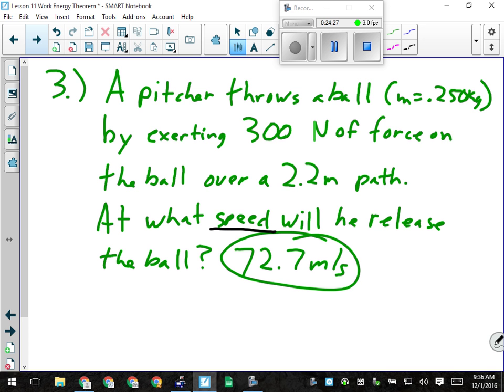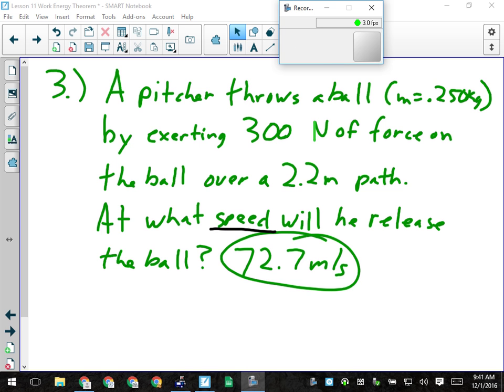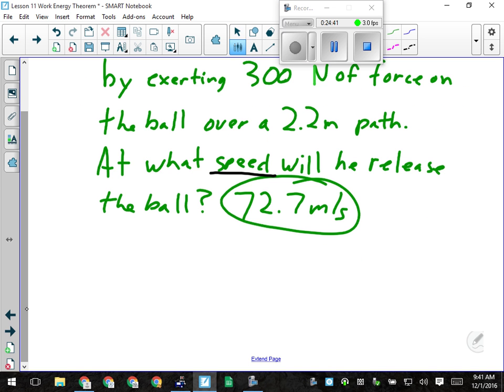Try this one. We did one just like this yesterday. This is a basic one to do with what kind of energy? Kinetic, okay. So we already said that the type of energy being changed in this question is kinetic. We know that the force causing that change in kinetic energy is 300 newtons. The distance over which that force acts is actually an arc, but it's the pitching arc, so it's 2.2 meters. We're looking for the speed at which he will release the ball.